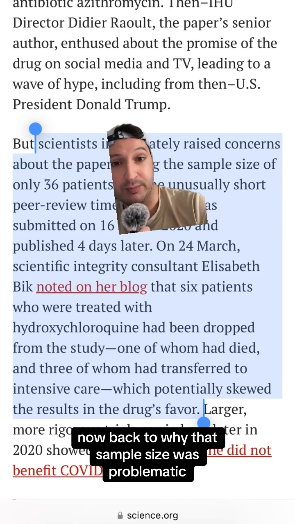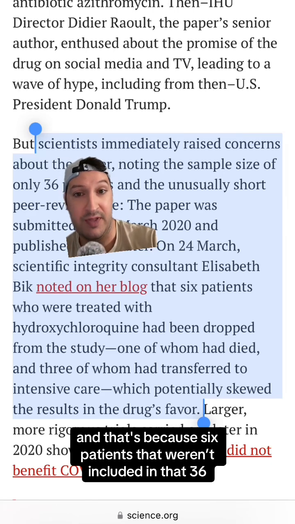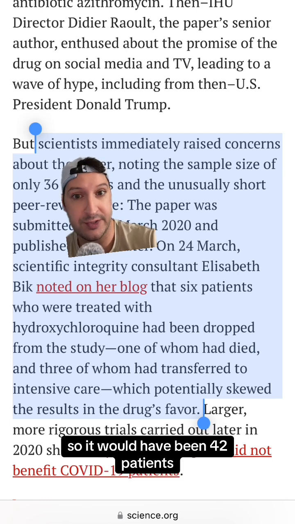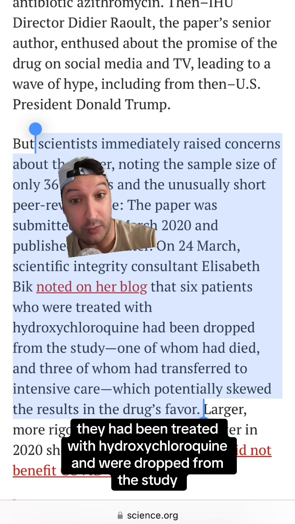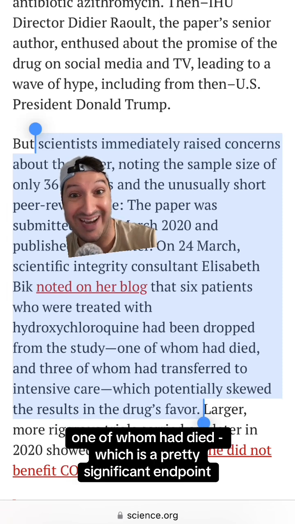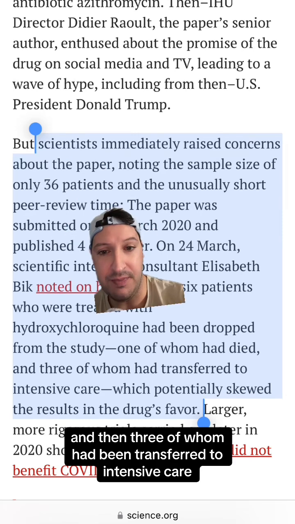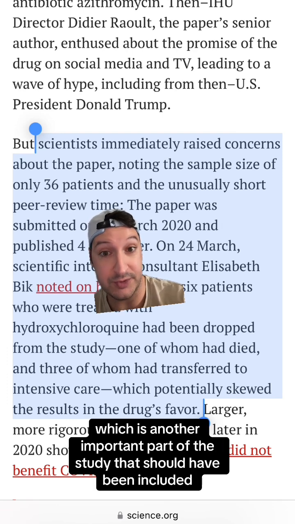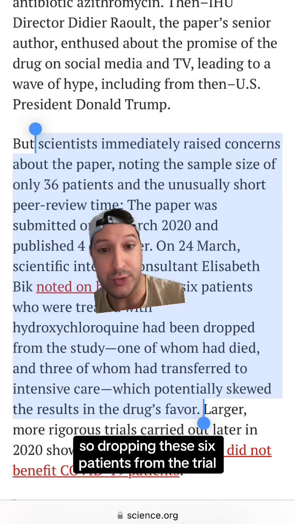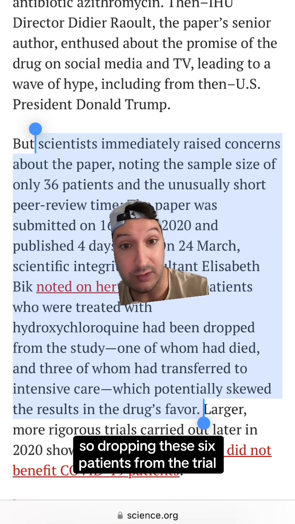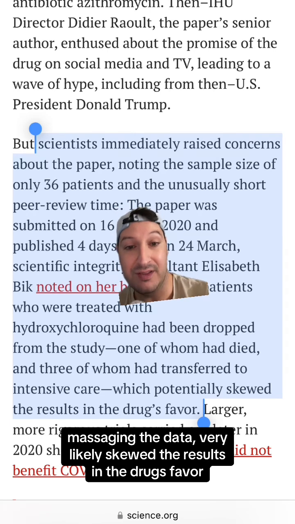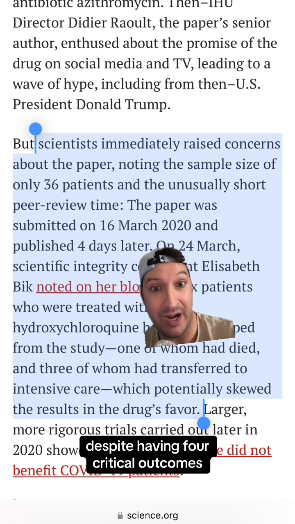Now, back to why that sample size was problematic, and that's because 6 patients that weren't included in that 36, so it would have been 42 patients, had been treated with hydroxychloroquine and were dropped from the study, one of whom had died, which is a pretty significant endpoint, having a death in the study, and then 3 of whom had been transferred to intensive care, which is another important part of the study that should have been included. So dropping these 6 patients from the trial, massaging the data, very likely skewed the results in the drug's favor despite having 4 critical outcomes.